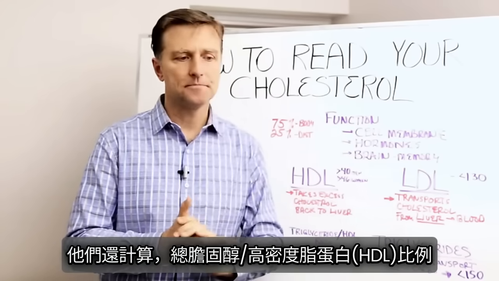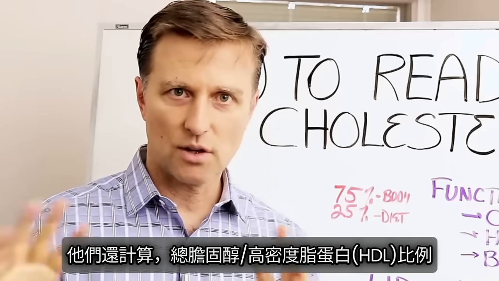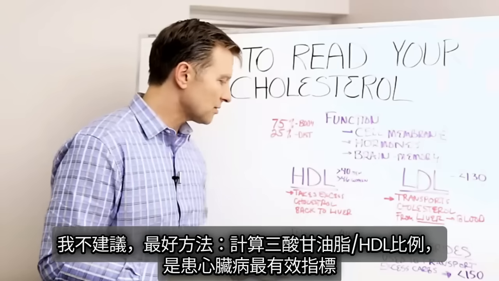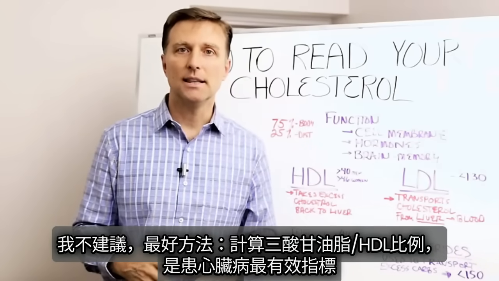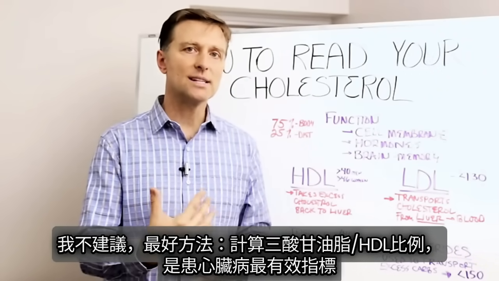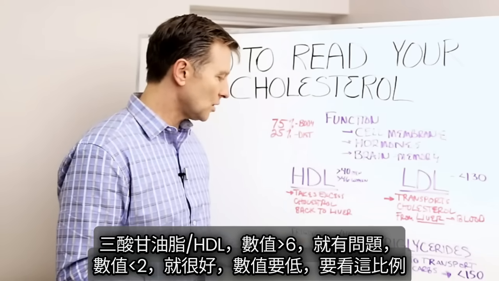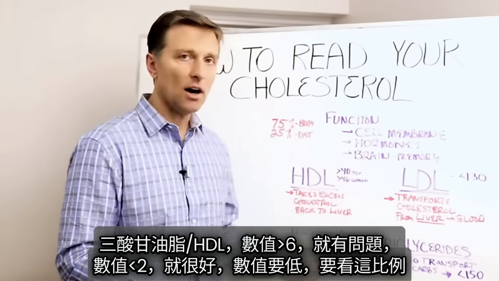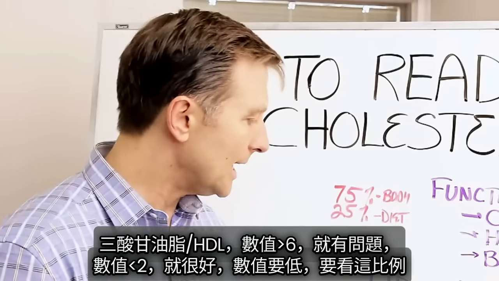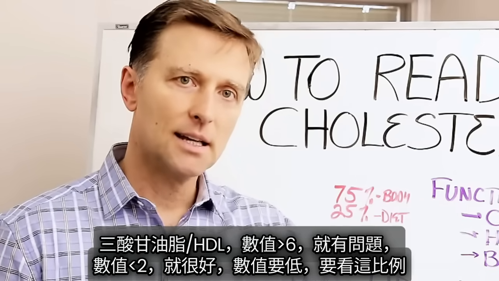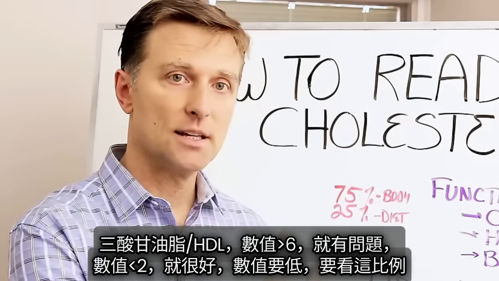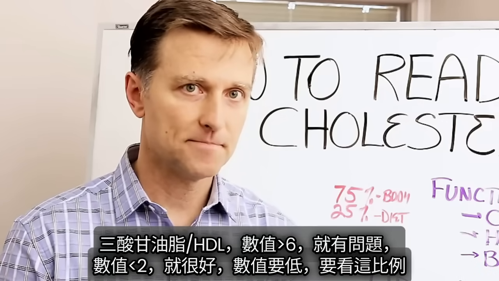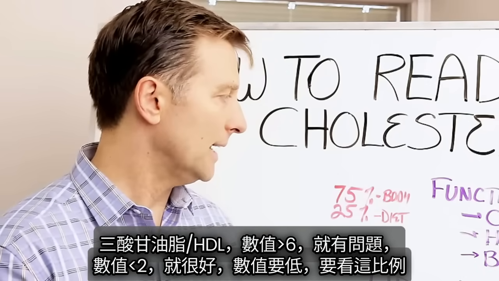Now, they also talk about total cholesterol to HDL ratios and all these different calculations. I don't like that. I like the triglyceride to HDL ratio the best. This will give the best indicator of your risk for heart disease. Basically, you just divide your total triglycerides by the HDL, and that gives you the ratio. If it's greater than 6, there's a problem. If it's 2 or less, it's good. So we want it to be lower. That's a ratio you can look at.